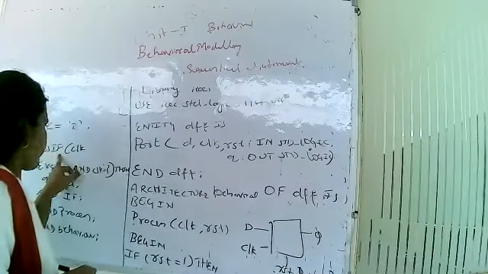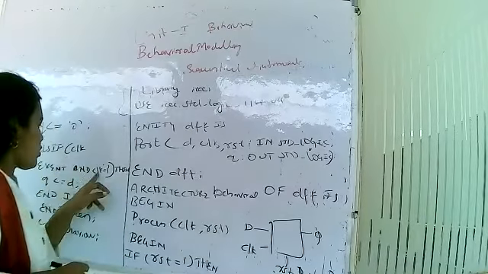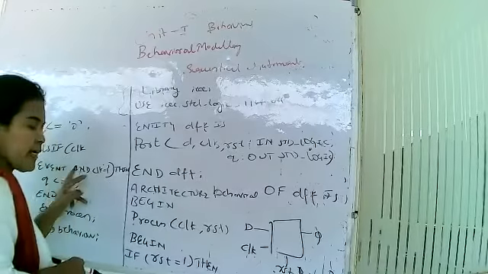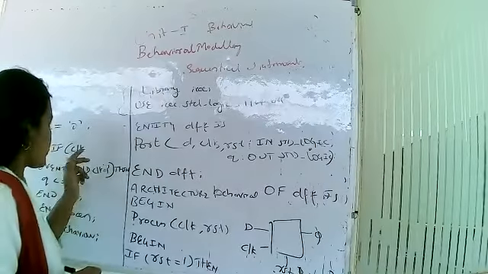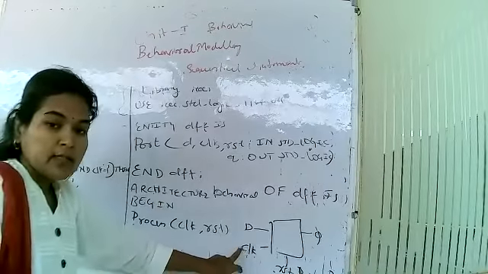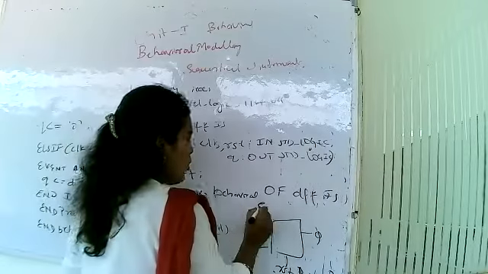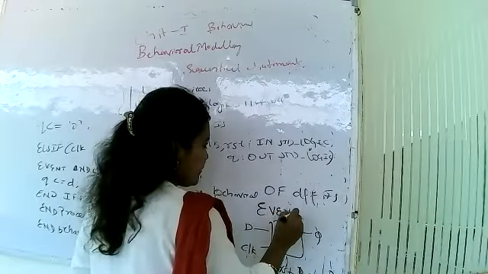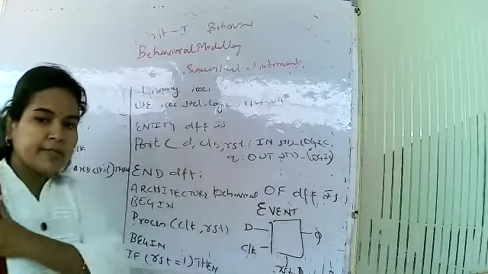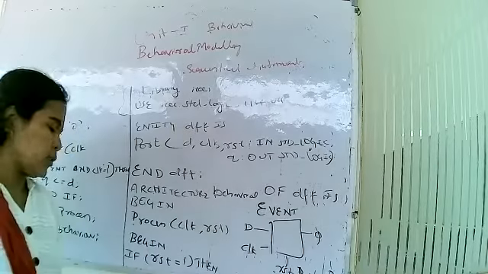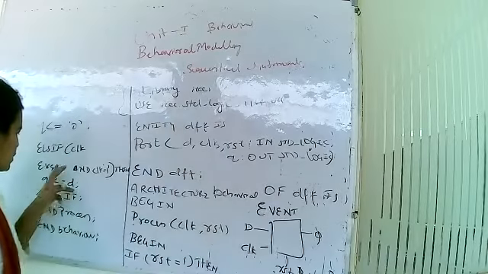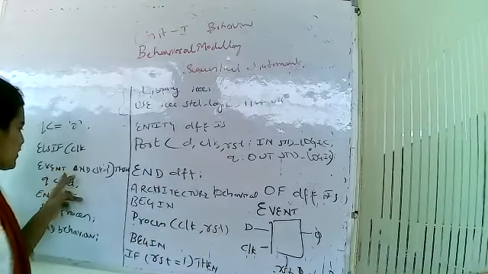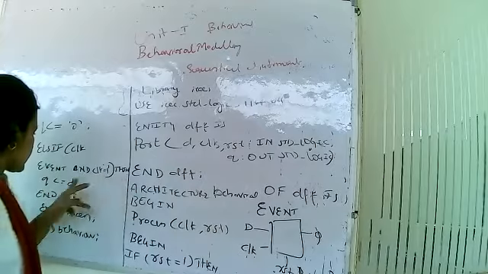Okay. Else if clock event and clock is 1. Clock event and clock is 1 means what? Here the clock is 1. This clock we are showing in terms of what? Event. Keep it in mind. If I am using event, it means there is a clock, that the clock is active. So, event and clock is 1.